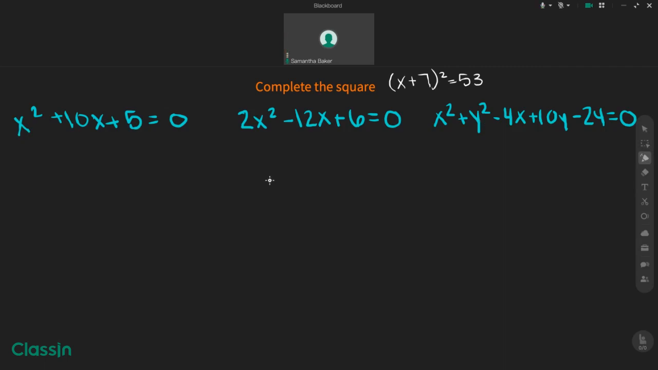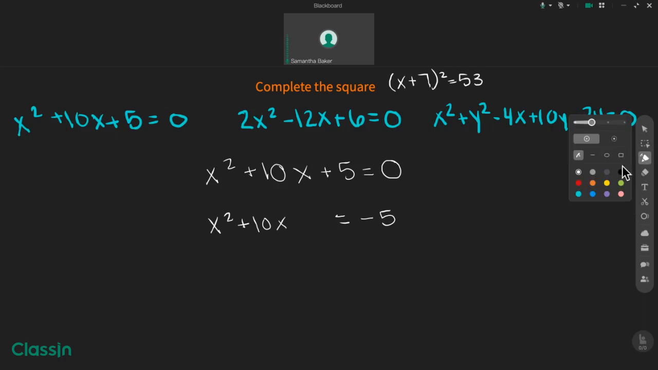Okay, let's get started. So the first one, x squared plus 10x plus 5 equals 0. First step is we want this guy out of my way. So I'm going to rewrite it as x squared plus 10x. I'm going to leave a little bit of space here, and to move this 5 to the other side, I have to subtract 5 from both sides so that I have a negative 5 on the right side.